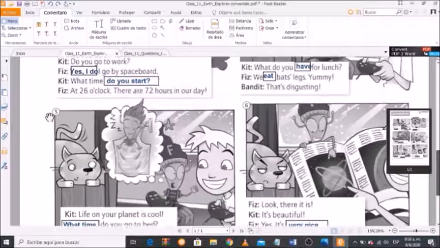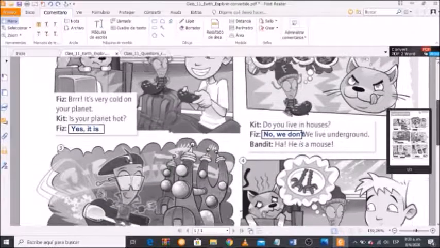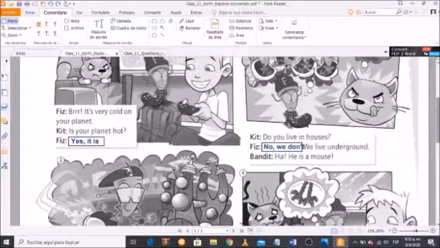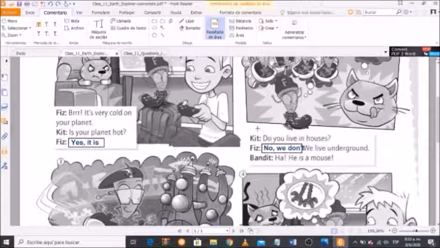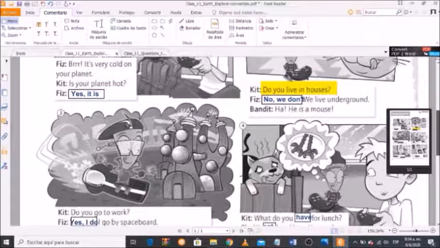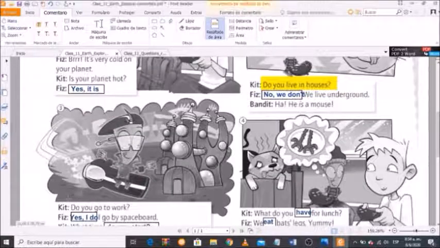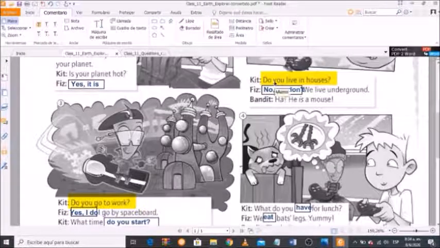Now I want you to take a highlighter. Les voy a pedir que tomen un resaltador ahora. And let's highlight two questions. Y vamos a resaltar dos preguntas. The first one, this one. Do you live in houses? And the second question, this one. Do you go to work? Okay, so again, do you live in houses and do you go to work?